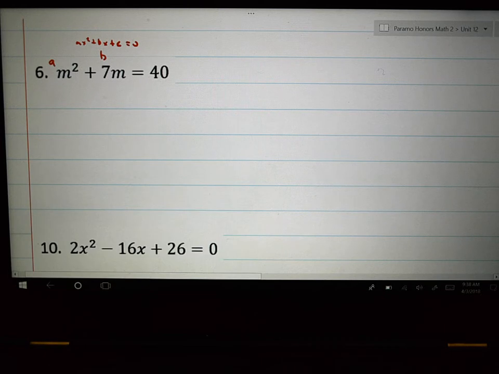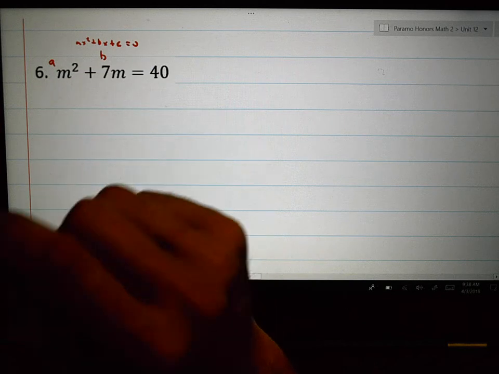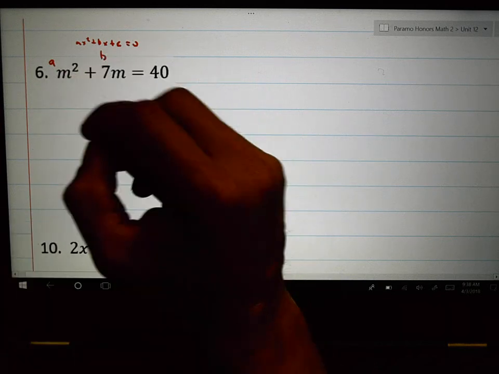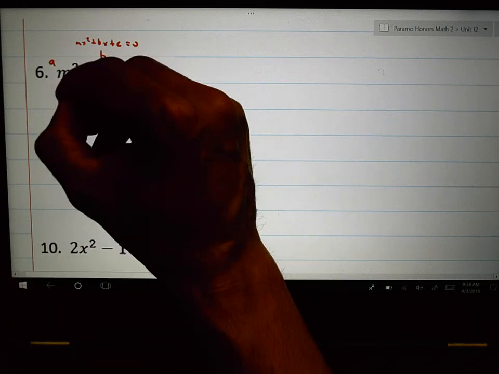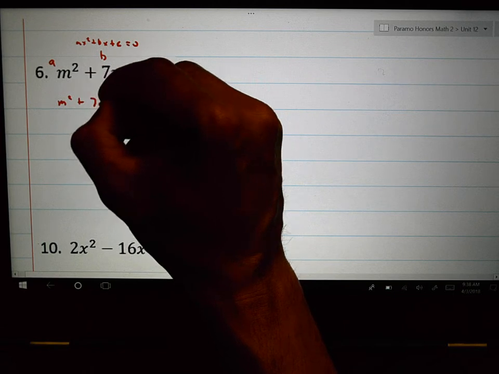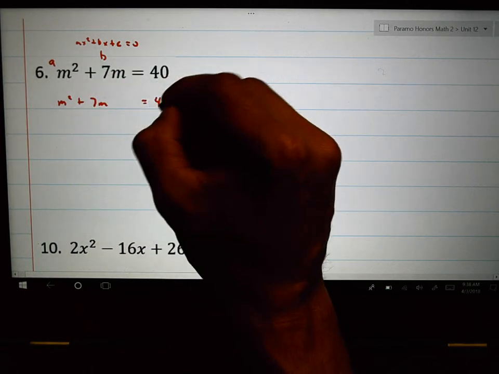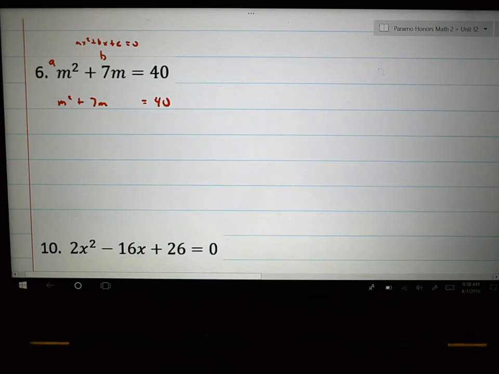It's fine where it is. Let's check step number 1: is your a value already equal to 1? Well, that's lucky. I love it when the a is already equal to 1. That way we can go right to step 2. Make sure you have moved the c to the other side and leave an empty space. C is already moved over. I just need the empty space.